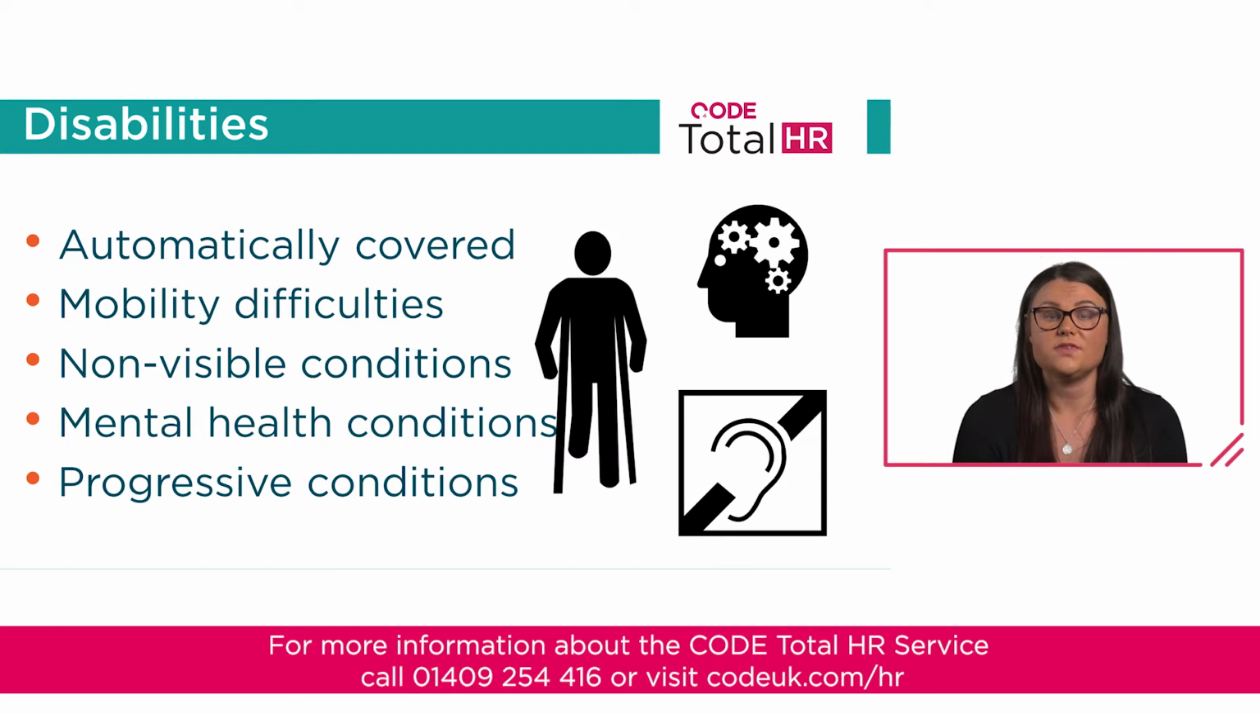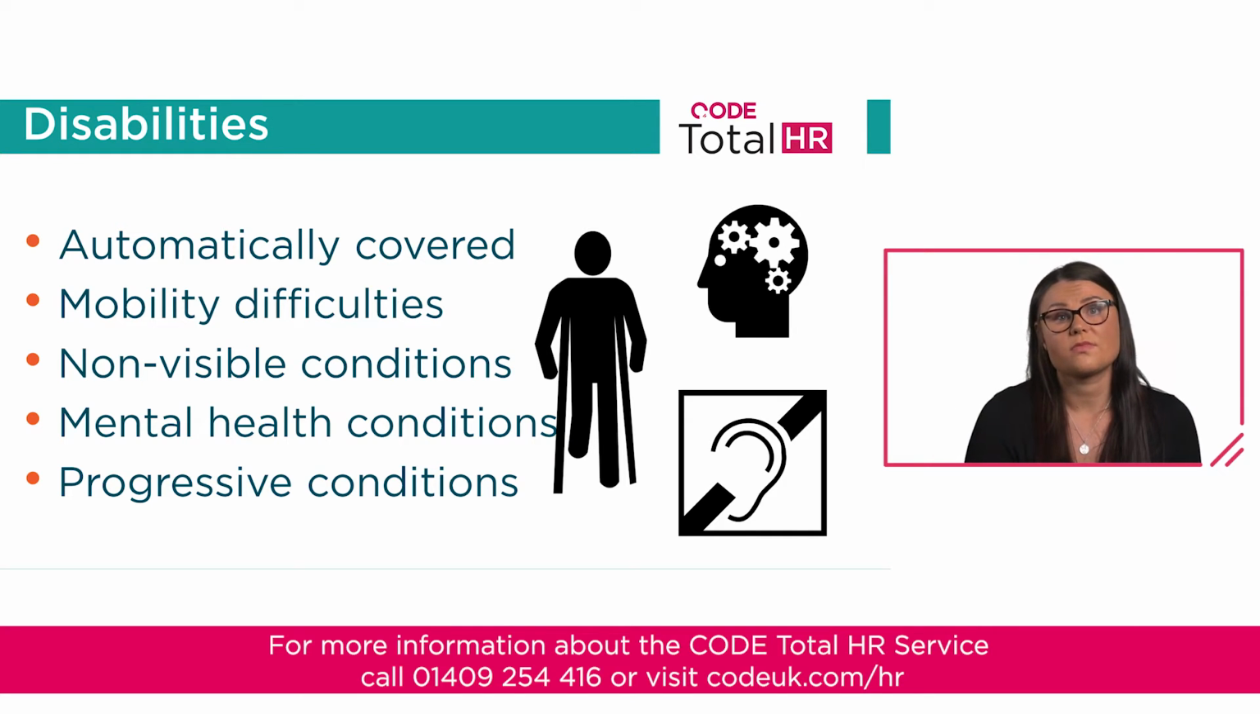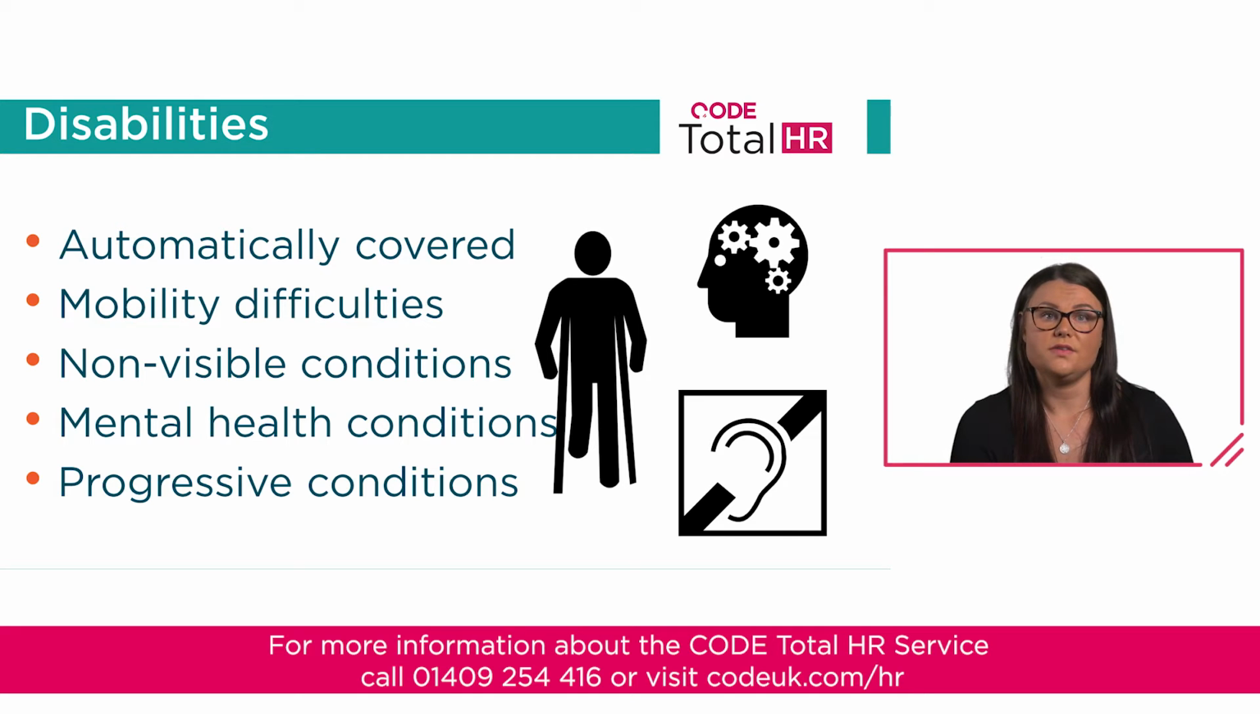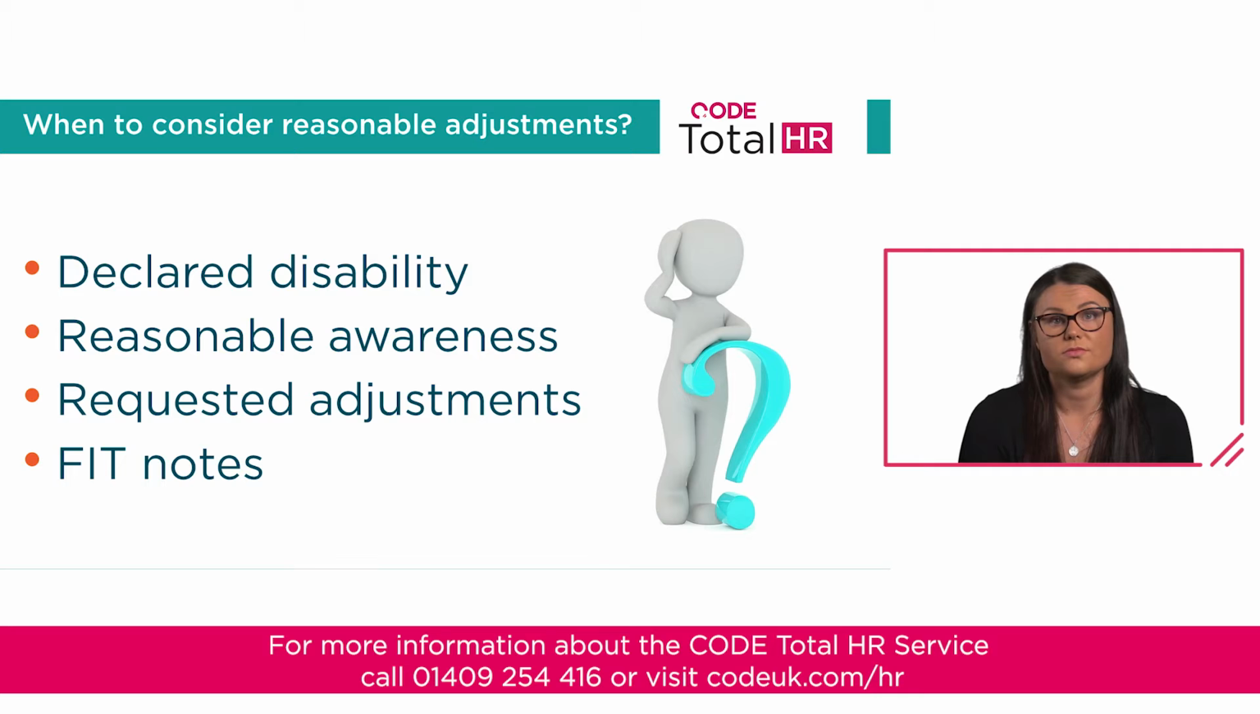And then also progressive conditions. There are some conditions that your team members may have where they may increase in severity over time. These conditions could include some types of dementia and also lupus. So if you have team members that are suffering with any of the conditions we've mentioned, you may well need to start having conversations with them to ensure that they aren't at a disadvantage in the workplace and explore any reasonable adjustments that could be made for them.